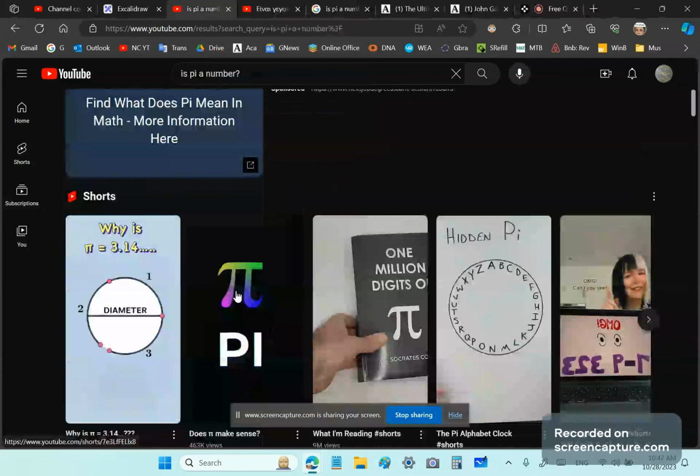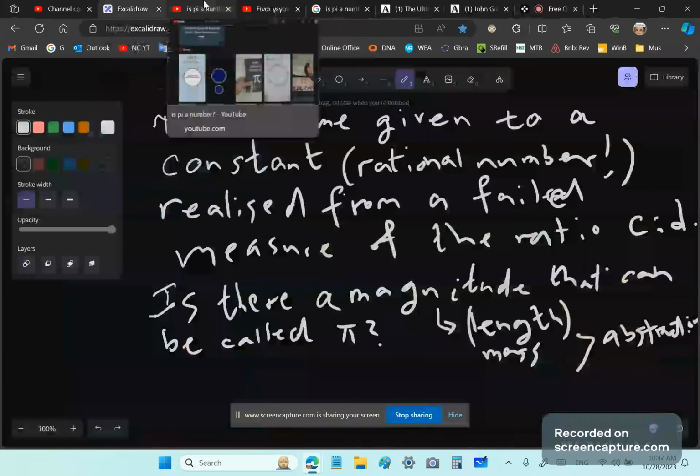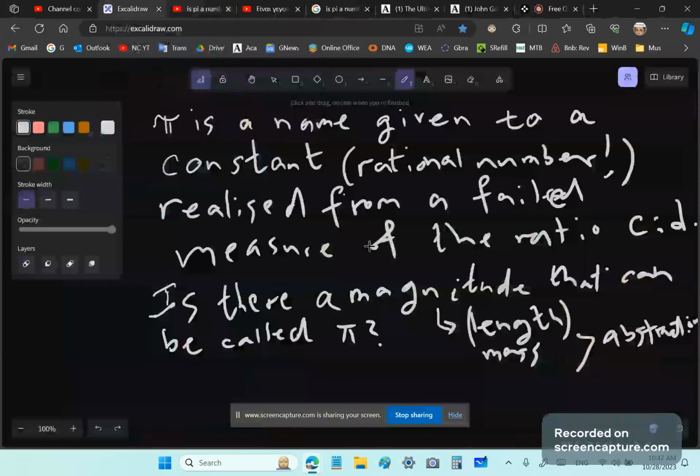But to say irrational number is an oxymoron. So why is irrational number an oxymoron? Okay, because a number implies rationality, and rationality implies number. So pi is a name that is given to a constant. In other words, a rational number. Yes. Don't argue with me. I do know better than anyone else. So this constant is a rational number. Okay. It's not an irrational number because there is no such thing as an irrational number.